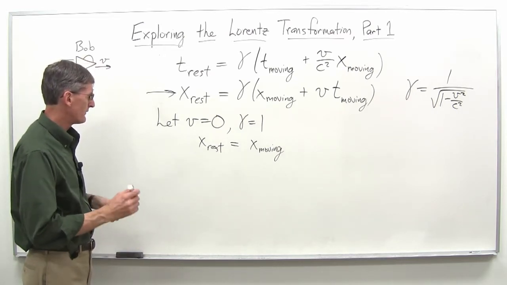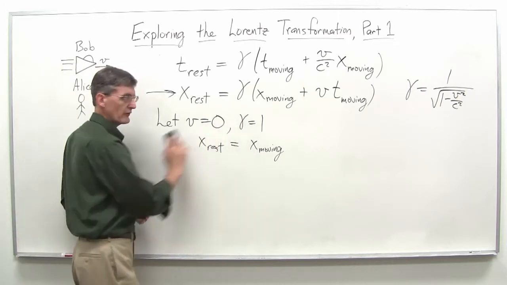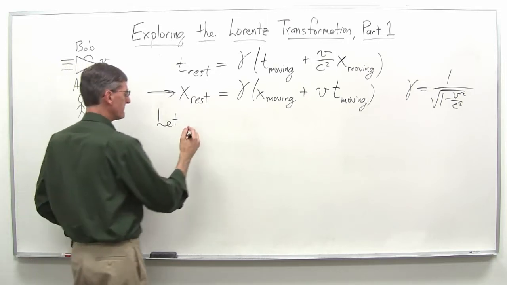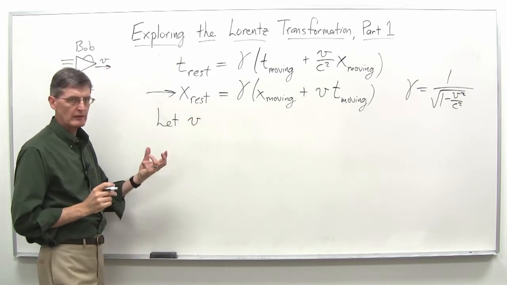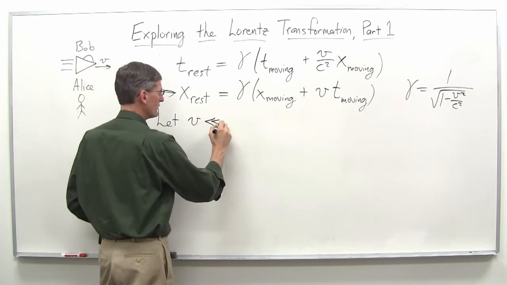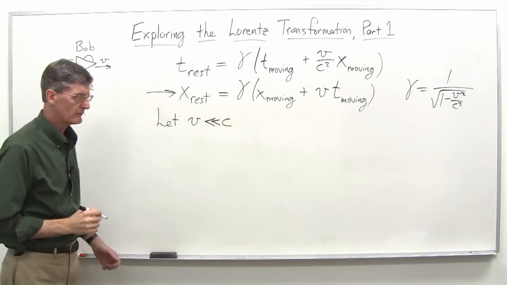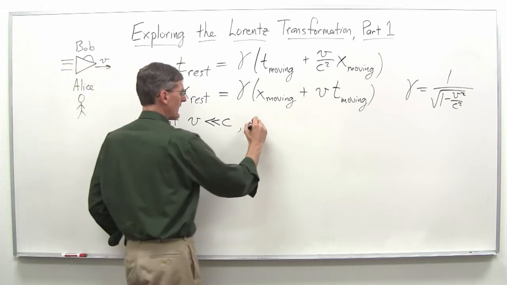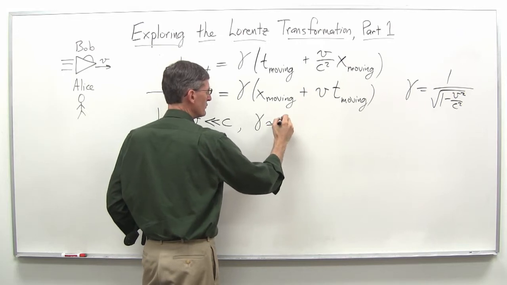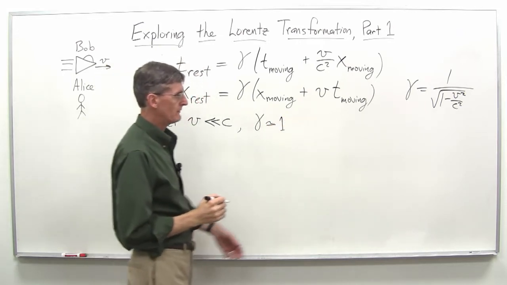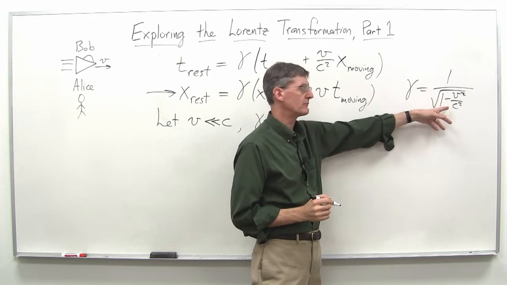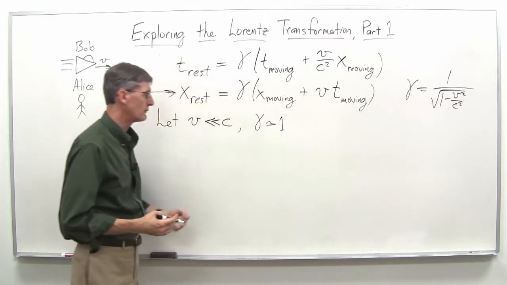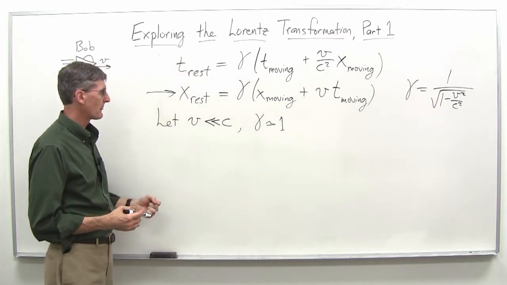That was our first test case, and that made sense. Now let's not let v be equal to 0, but let's make it really small compared to the speed of light, sort of an everyday type of velocity. If v is much less than c, then gamma is approximately equal to 1. This is essentially 1 minus something pretty close to 0, and 1 divided by the square root of something pretty close to 1 is going to equal 1. So gamma is approximately equal to 1. And so what do we get then?